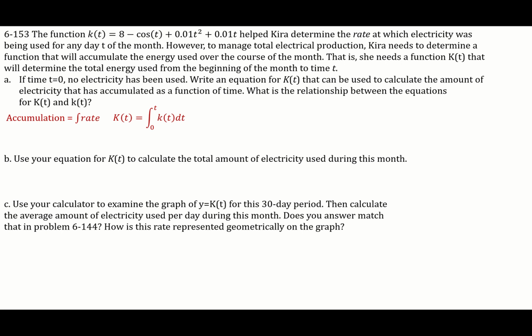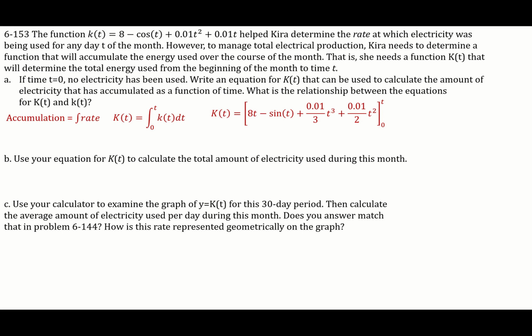So k of t is 8 minus cosine plus 0.01 t squared plus 0.01 t. So the antiderivative is 8t minus sine t plus, and so on. Just use the power rule. Plug in t, plug in 0, and subtract. When you plug in 0, you get 8 times 0, which is 0, minus sine of 0, which is also 0, plus 0 cubed plus 0 squared. So when you plug in 0, the function goes away.